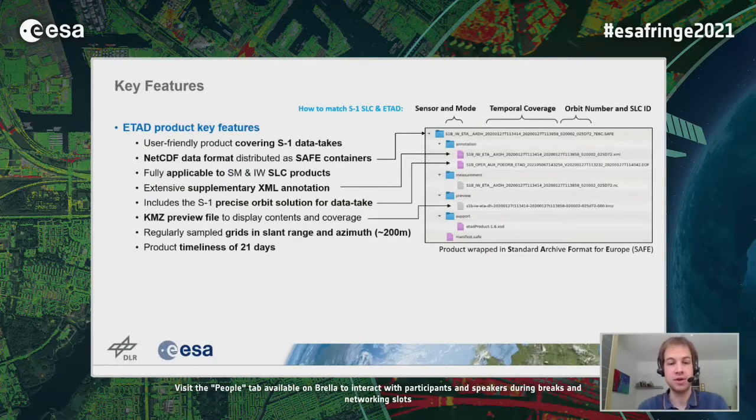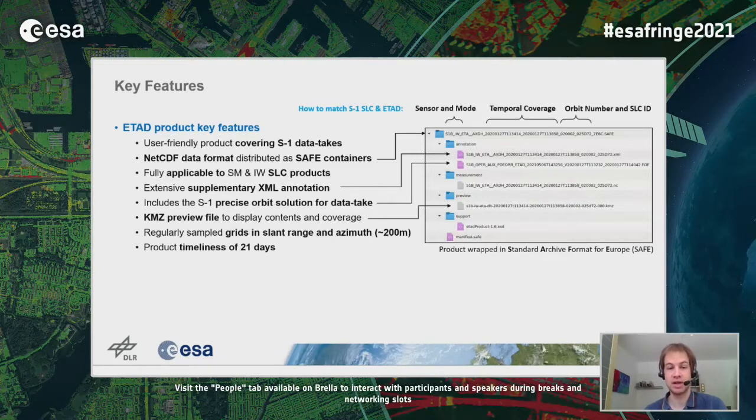Okay, quickly on the key features. We cover the whole data takes with this product. The important thing really is the NetCDF embedded in this SAFE product structure, which gives you all the information for applying the product. So no need in principle to dive into any additional annotations. The NetCDF gives you all the information. And we also provide the precise orbit solution, which is of course crucial to get the best out of geometric SAR.